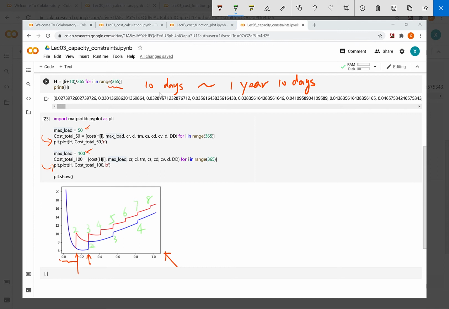With this observation, you can see that when the max load is big enough, the minimum cost is still achieved around 0.21, which is here. That's our optimum solution without considering the capacity constraint. But when the capacity is small, for example 50, then 0.21 will not be the optimum solution because it needs to send the second truck. So in this figure, the optimum solution for the case where V max is 50 should be this point.